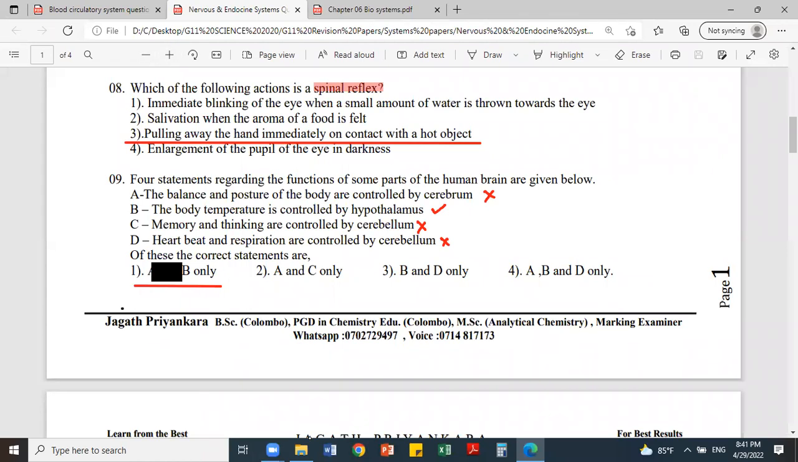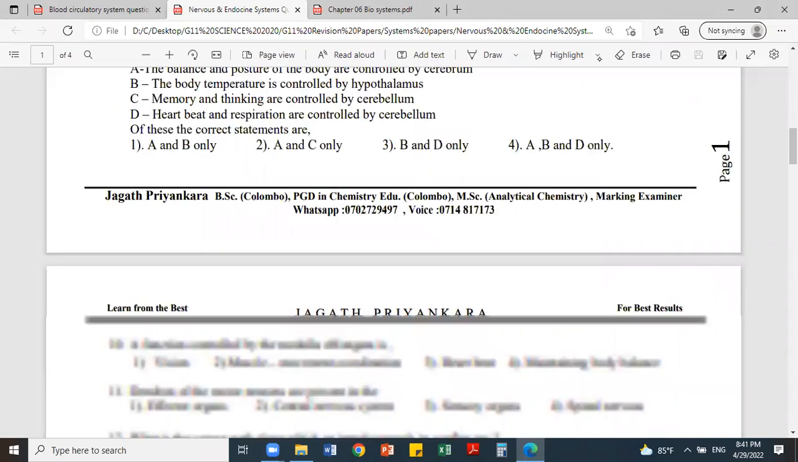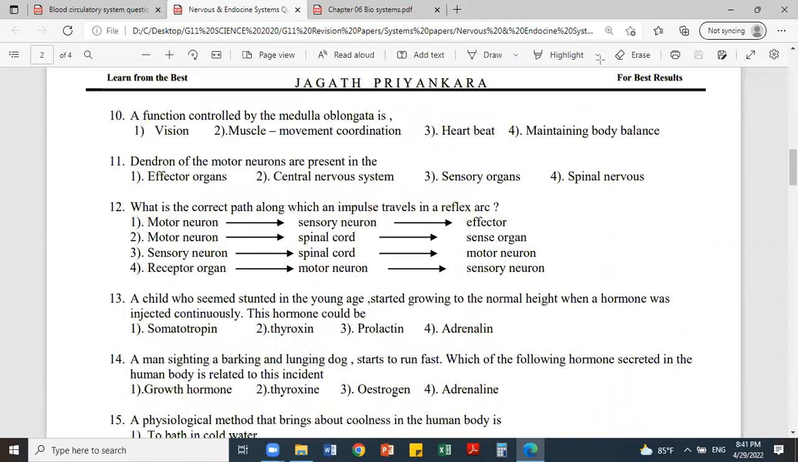Then question number 10. MCQ. Function controlled by the medulla. Medulla: involuntary actions, vomiting, sneezing, coughing, all these involuntary actions. What is involuntary? Heartbeat. Heartbeat is under the control of the medulla oblongata.